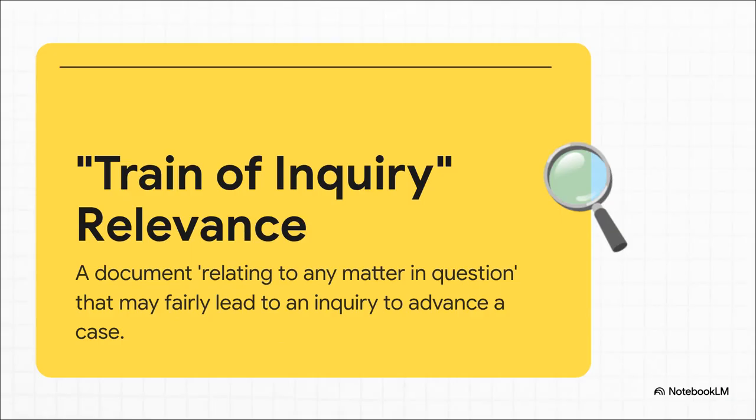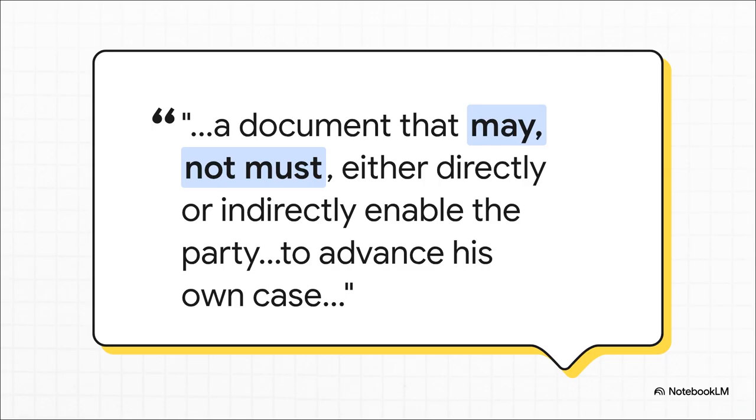And this was the classic test, the train of inquiry. Think of it like you're casting this enormous fishing net out into the ocean. You weren't just looking for a specific fish, you were looking for anything, a piece of seaweed, a current, anything that might lead you to a school of fish. It was just incredibly broad. And look at the language here from Lord Justice Brett. The key words are everything, may, not must, and indirectly. Those words created a scope for discovery that was almost limitless. You can see how this led to those massive costs and epic legal battles we were just talking about.